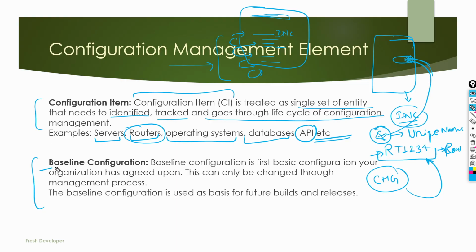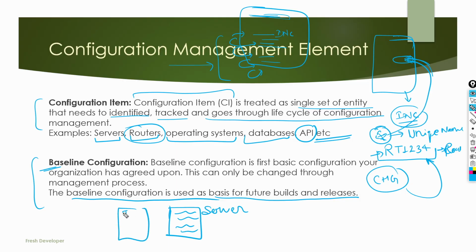Now we talk about the baseline configuration. So baseline configuration is basically a basic configuration whenever we are trying to build a system. In short, at the end, I have written that the baseline configuration is used as a basis for future builds and releases. So let's say you want to deploy a server and some requirement has been mentioned by the requester, but where to start? Where should you start? What configuration must it have? So what we have is a dummy template type of thing available there.